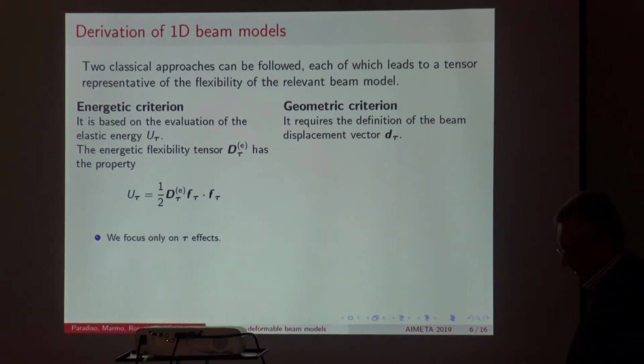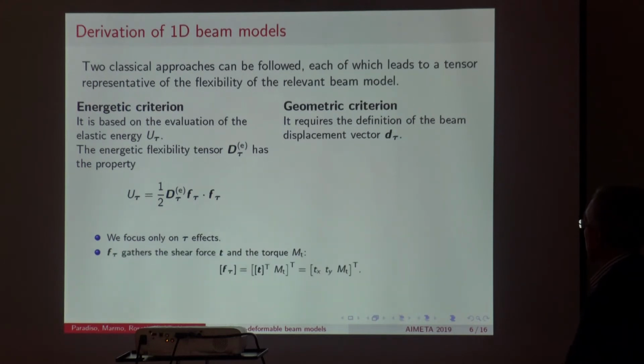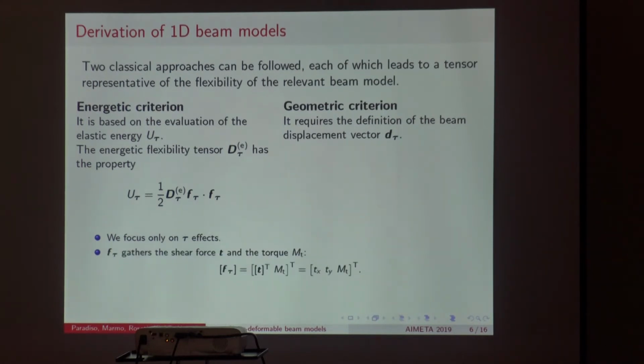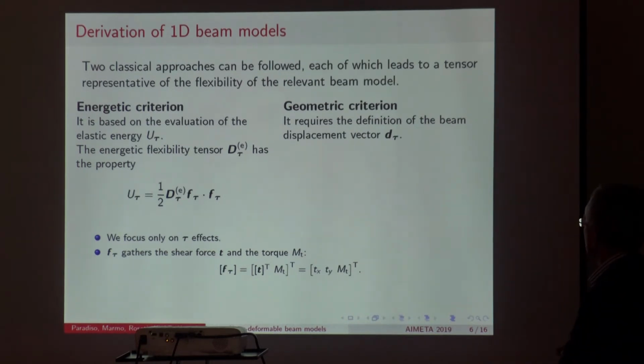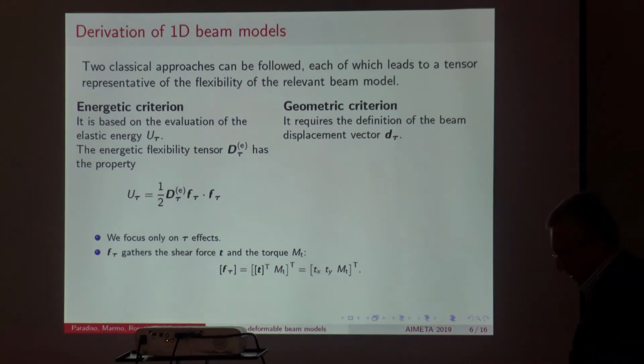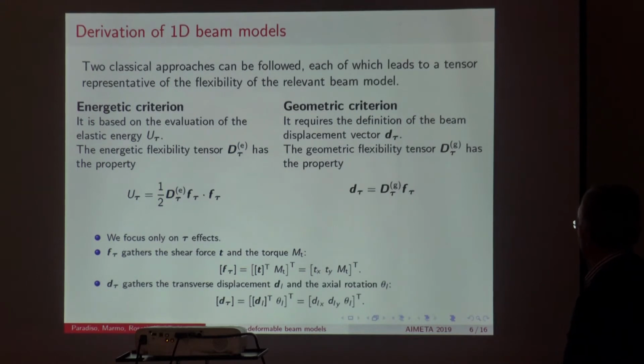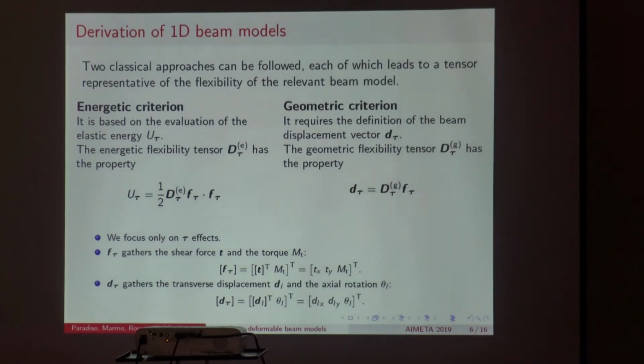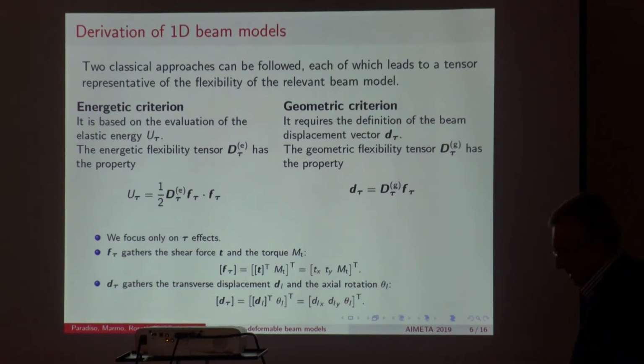You can establish the internal energy by writing a bilinear form in terms of these shear tensor, dE. E, of course, reminds of energetic, and we shall see, on the contrary, that you have the same expression in terms of the geometric criterion in which you relate the transverse displacement and the axial rotation to the applied force in terms of another tensor where G, of course, reminds of geometric.